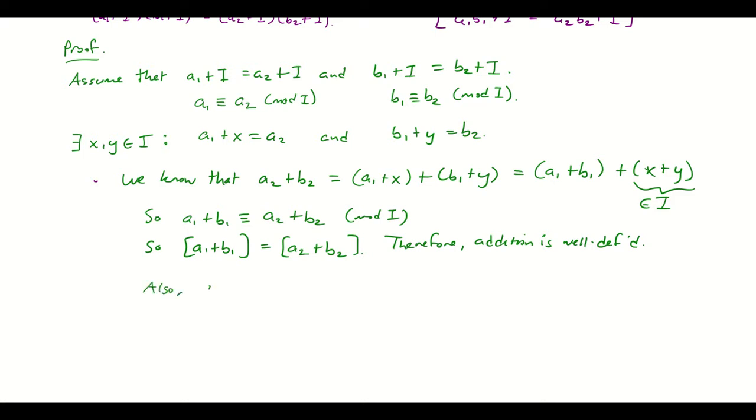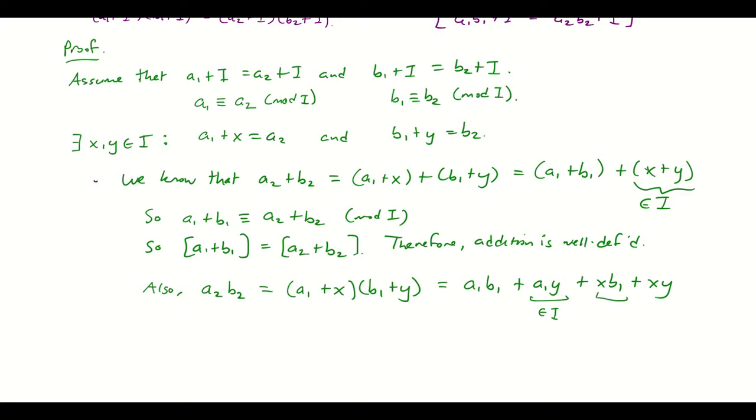So we also have a2 b2 equals (a1 plus x) times (b1 plus y). And now I will multiply those like binomials because that's what they are. a1 b1 plus a1y plus xb1 plus xy. And what do I have there? I know that y belongs to my ideal, and I absorbs multiplication, so that whole thing belongs to I.